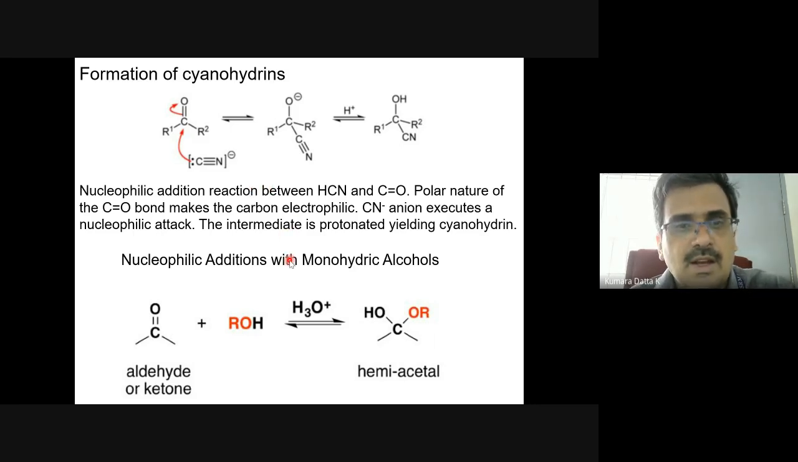Now, in all the cases we have looked at, nucleophilic addition towards creation of cyanohydrins and so on, we add the nucleophile to the electrophilic carbon center to form different functional groups.